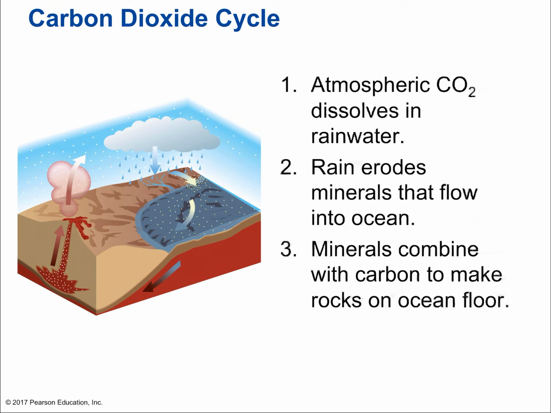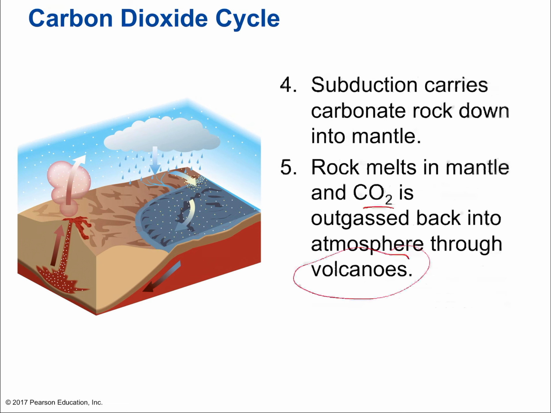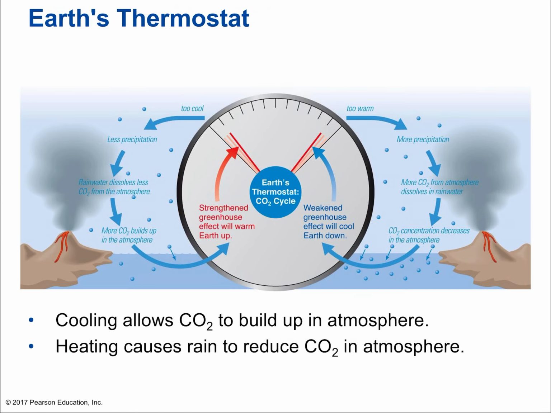Okay, did you catch that? Atmospheric CO2 dissolves in rainwater, flows into the ocean, gets deposited in rocks. Rocks get pushed under other plates in plate tectonics. Those plates melt and then come back to the surface, coming up as volcanoes. So this figure really shows the process. So that helps maintain it. It's like a climate thermostat through carbon dioxide.